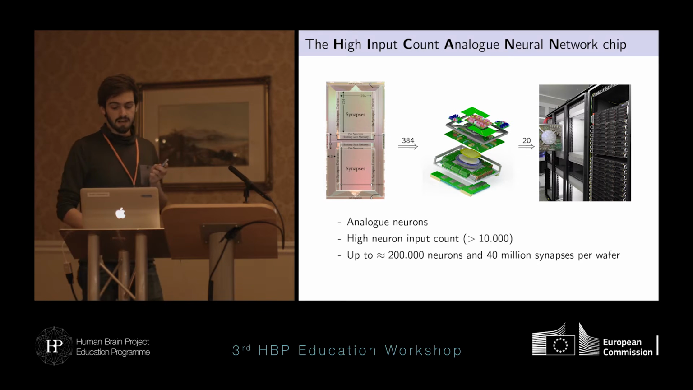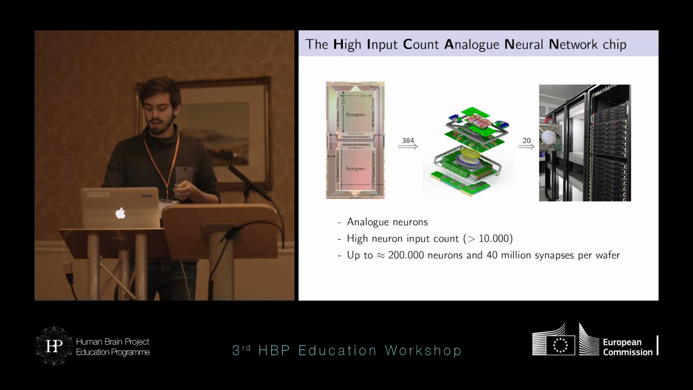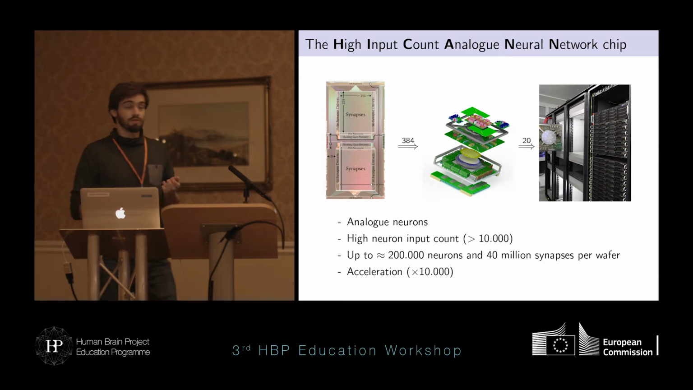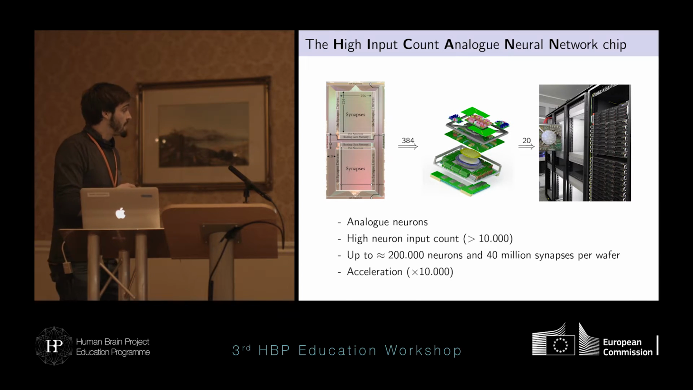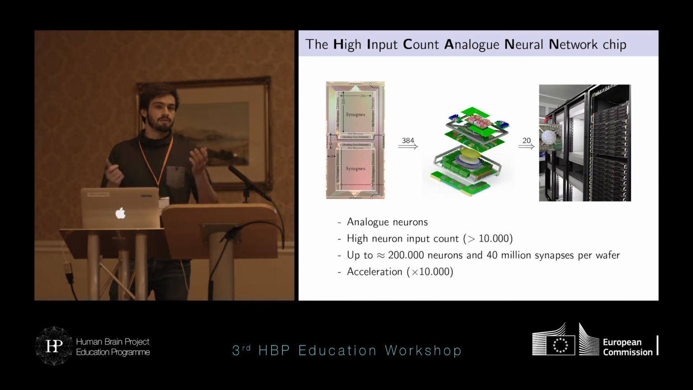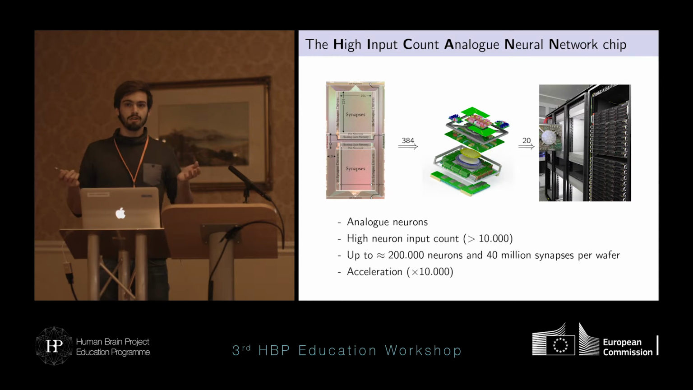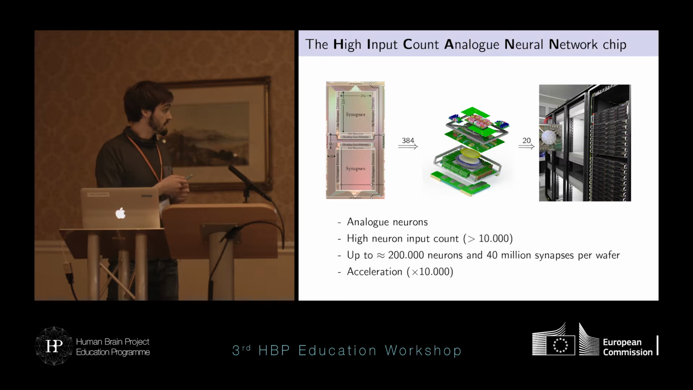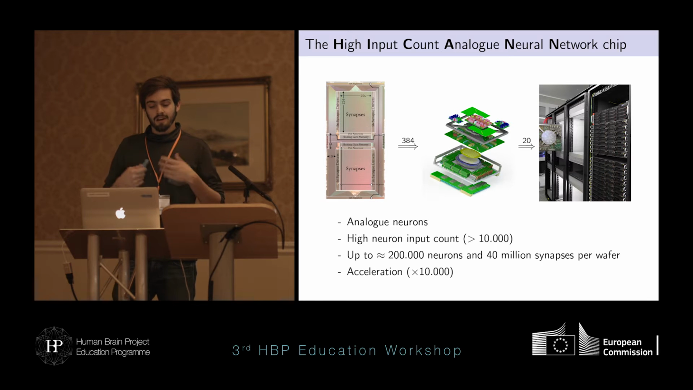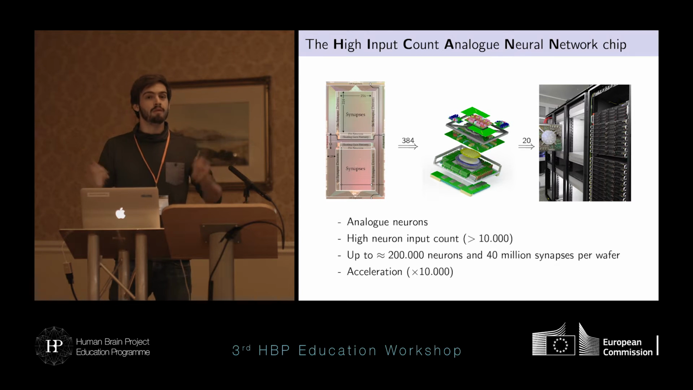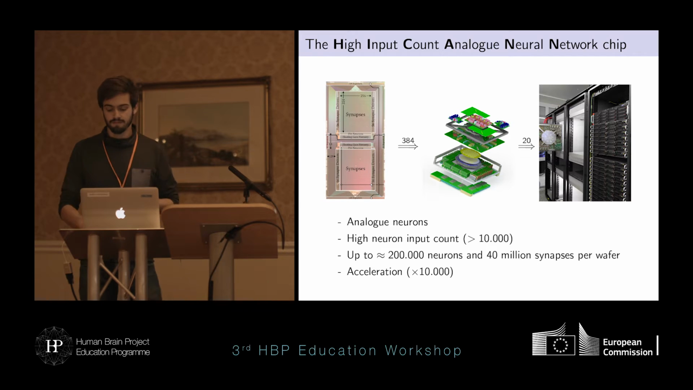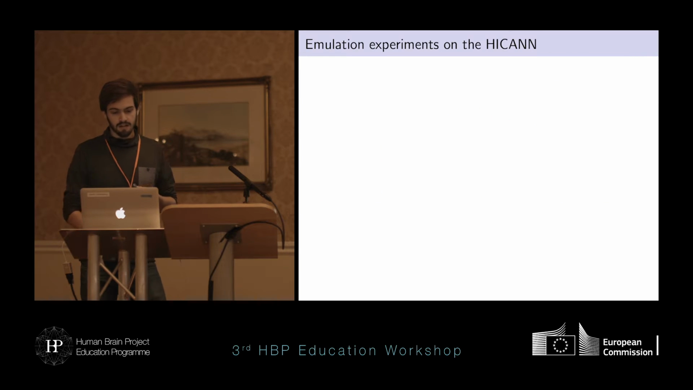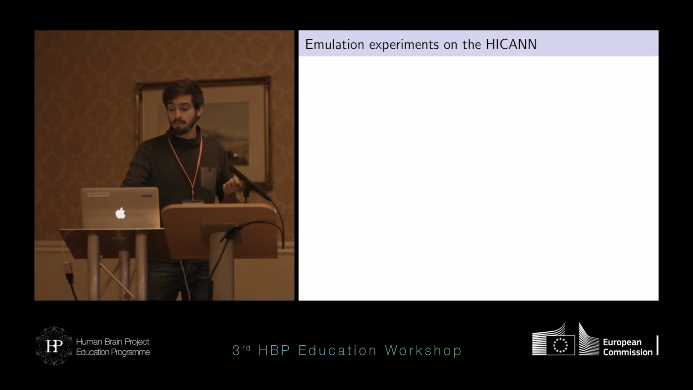There's a nice side effect of these analog neurons: the electrical parts are really small. So that means the time constants are also really small, and that means everything is happening really fast. So you have an acceleration of up to a factor of 10,000. That means if you want to simulate 10,000 milliseconds in biological real time, it takes only 1 millisecond on your hardware. So this is one of the promising parts of this hardware, that you can actually do long-term investigations of networks.